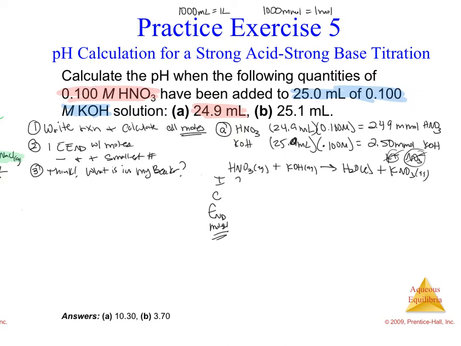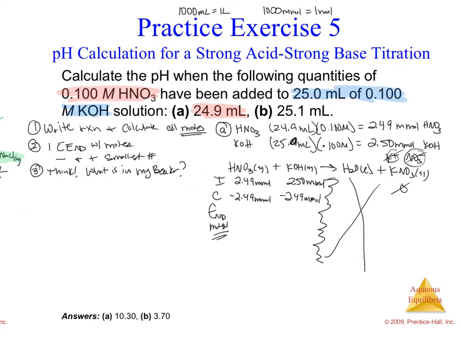So HNO3, 2.49 millimoles. My KOH, 2.50 millimoles. We're going to change sign underneath the arrow. Water doesn't count. No potassium nitrate to start with. The change, subtract the smallest number, so minus 2.49 millimoles. And again, really important to use units because we have to use moles or millimoles. We cannot use molarity. We're adding it to the other side because we use up reactants and make more products.